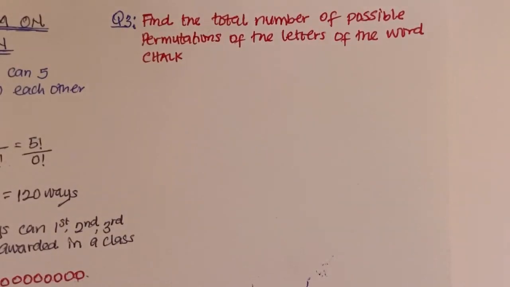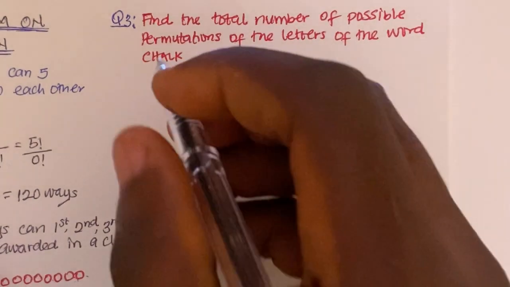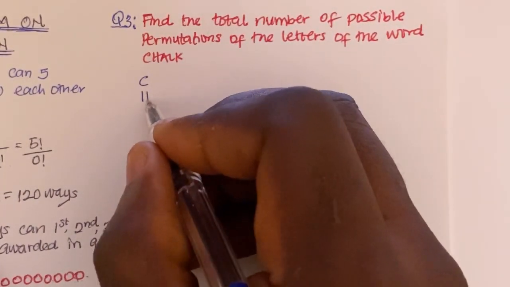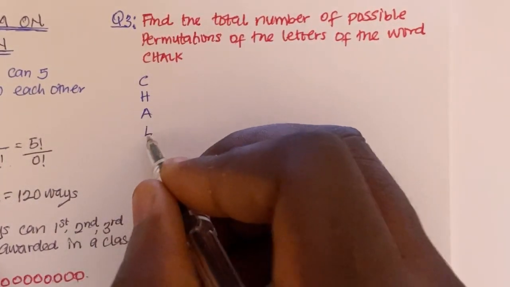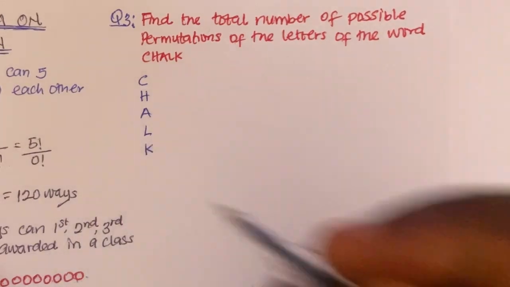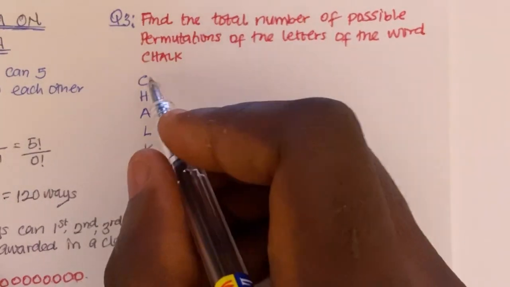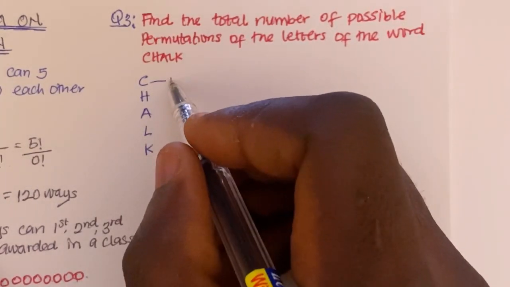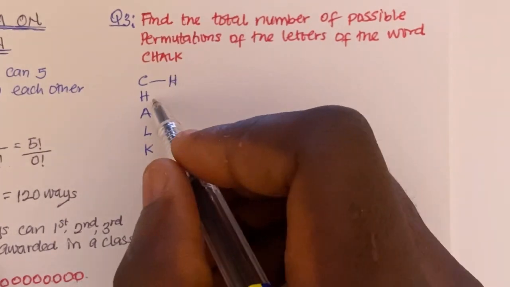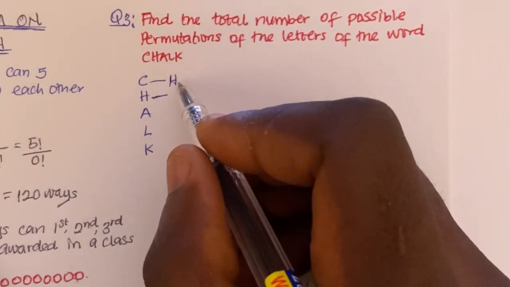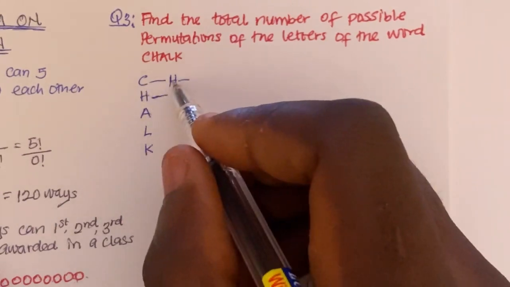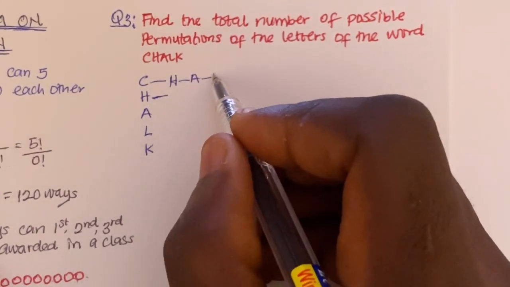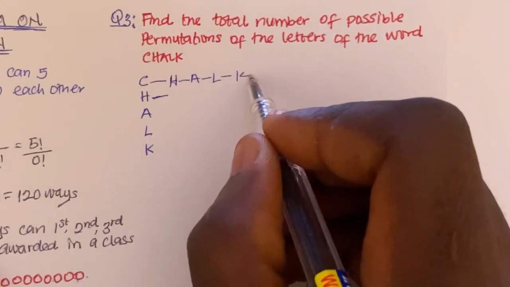The question says find the total number of possible permutations, that is, arrangements of the letters of the word chalk. So the word chalk here is C, H, A, L, K, right? We can go with the simplest method. Say this is C, then here we have H, then A, L, and also K. That's the first one.